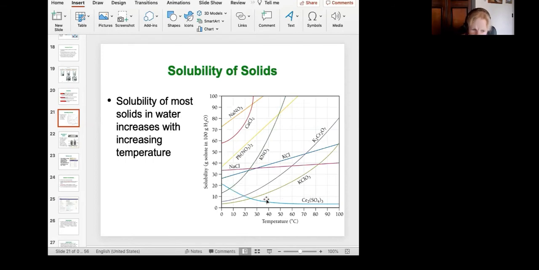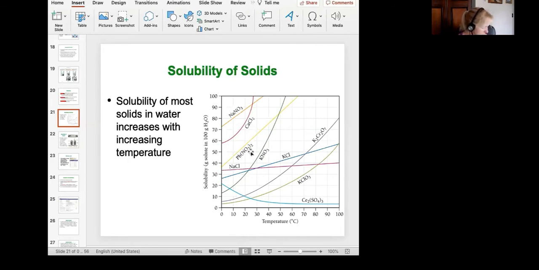There's one anomaly here, Ce2SO4, and this is a transition metal. And so transition metals are typically our problem children of the periodic table, and so they don't always follow our periodic trends. But as you can see here, when we look at group 1A metals, group 2A metals, even some of our heavier main group metals like lead and calcium, these are going to follow that general trend. So we can say more often than not, if you have an ionic compound that's going to go into solution, increasing the temperature is going to increase the solubility of that solid.